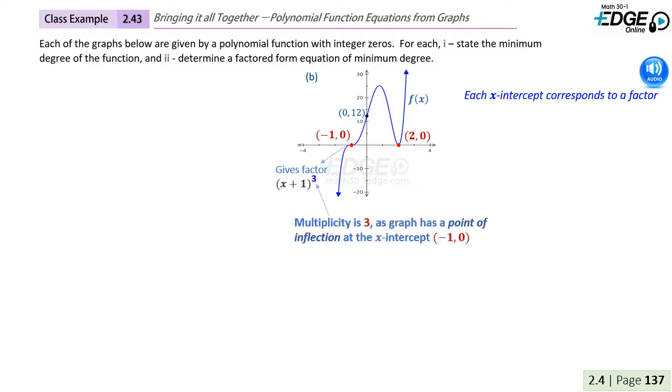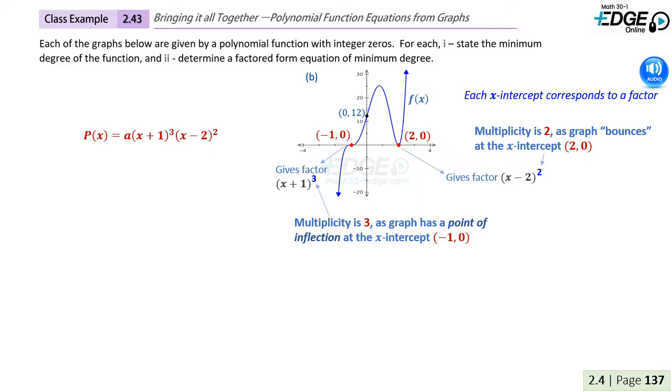Here, we see that the intercept at -1 gives a factor of x plus 1. Because this is a point of inflection, a squiggle as it crosses the x-axis, we will put a degree of 3. Remember, we can't actually tell if it's 3, 5, or 7, or a greater odd number, but the question told us of minimum degree. The x-intercept of +2 gives us a factor of x minus 2, and because it bounces, we will put this as a multiplicity of 2.